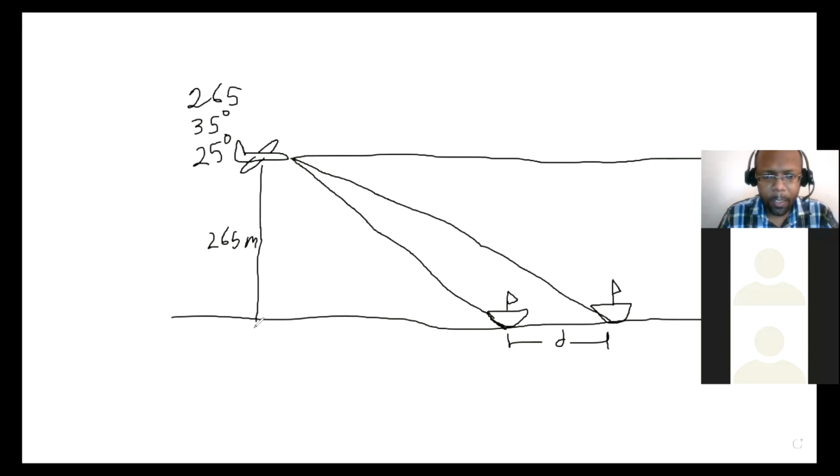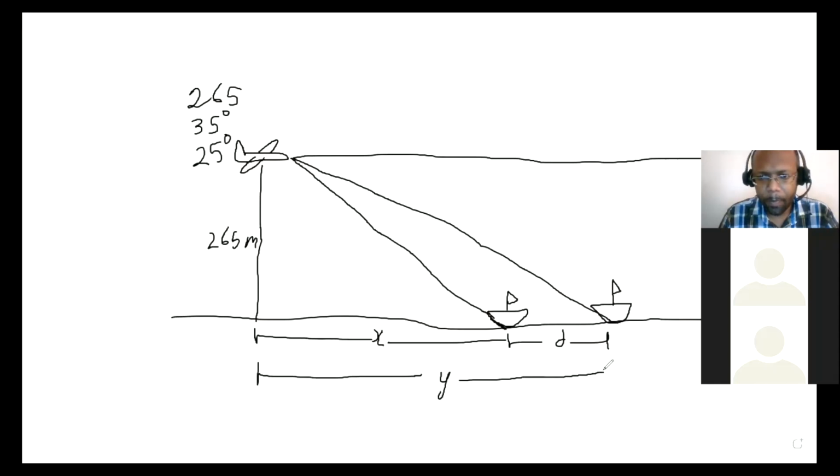But we have these other distances to care about, right? We have this distance to think about. We'll call this one X. And then we have this other distance to think about. This major one here. See how many distances we have to worry about in this problem?